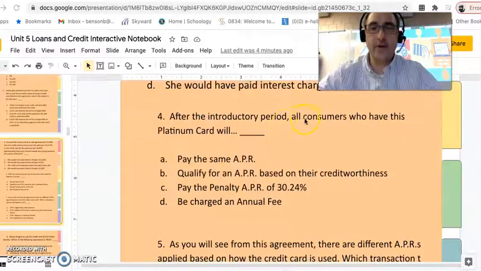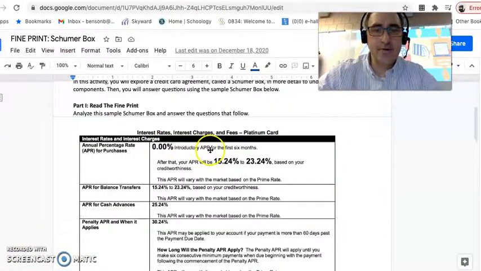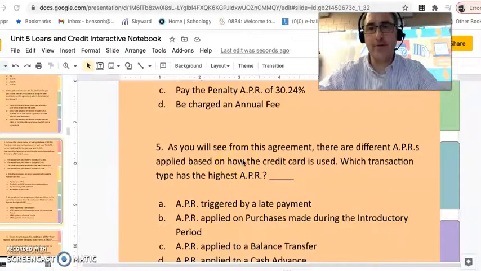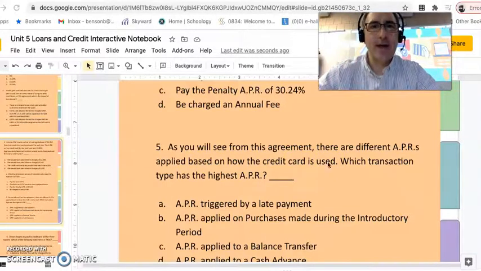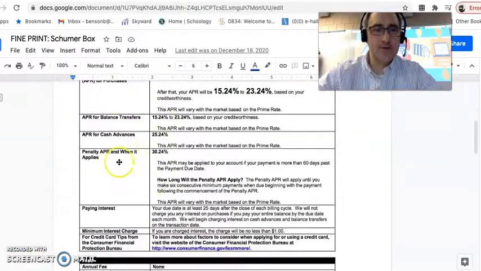After the introductory period, all consumers who have this platinum card will, gotta go back to the Schumer box, 0% introductory period for the first 6 months. What happens after that? Read below. Number 5, as you see from this agreement, there are different APRs, annual percentage rates, that are applied based on how the credit card is used. Which transaction type has the highest APR? You need to look at these words and refer again back to the Schumer box, the highest annual percentage rate.